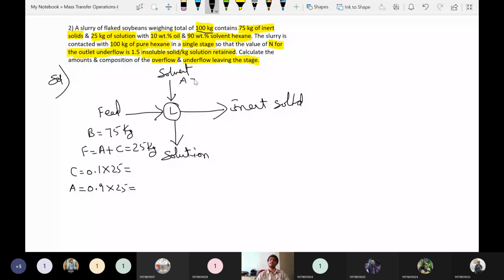In the output data, they have provided one single clue: in a single stage, the value of N for the underflow is 1.5. So this stream is known as the underflow, and this stream is known as the clear solution or overflow. So these streams are there. In the underflow, they are saying the N value is 1.5 kg B, insoluble means B, per kg solution, meaning kg A plus C.